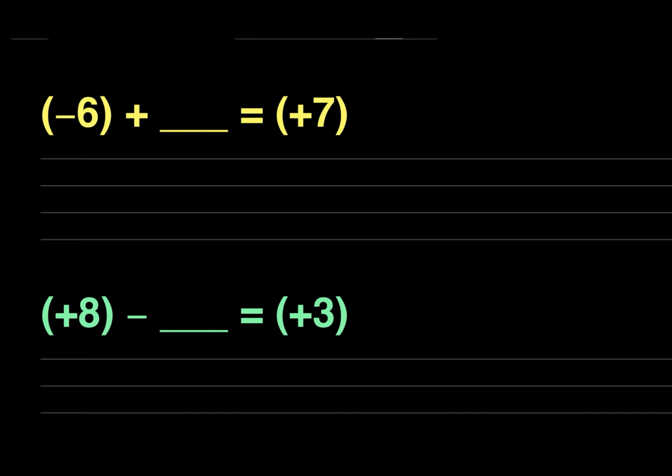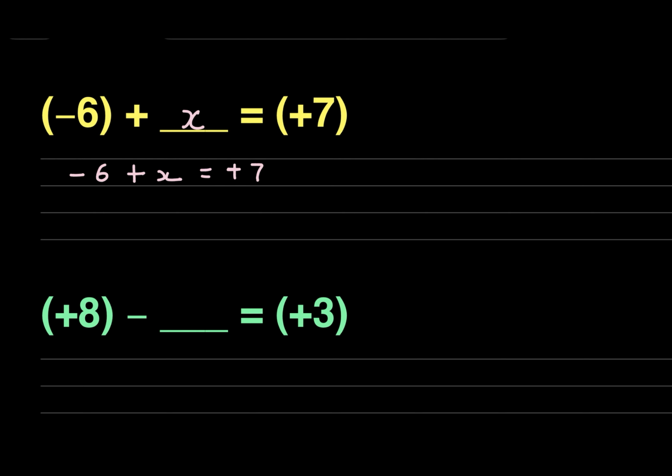Okay, the very first step, instead of the blank, we will place the letter x over there. And now we have to find the value of this unknown letter. Let us see what we can do. First, let us just open up the brackets. So I want to write the entire statement without any brackets. Minus 6 plus x is plus 7.